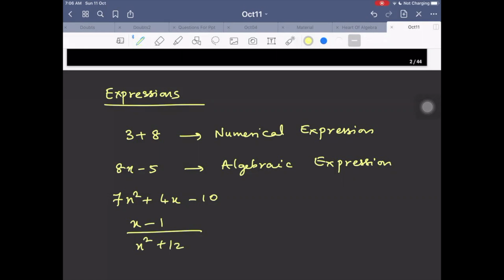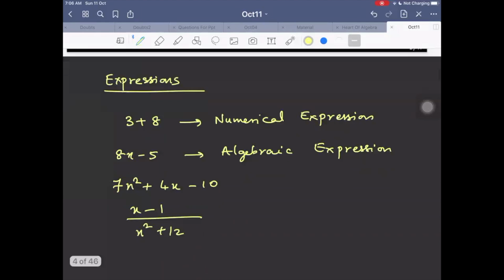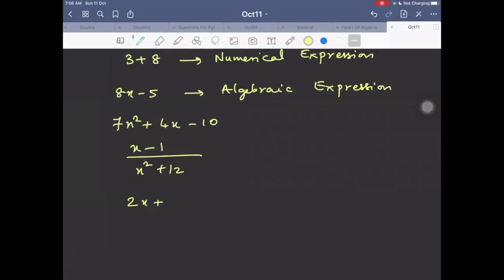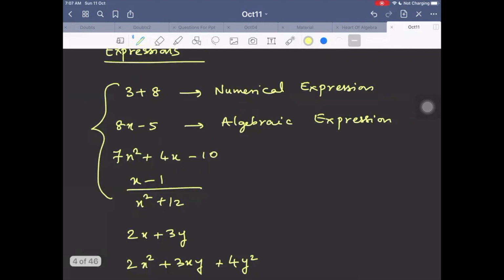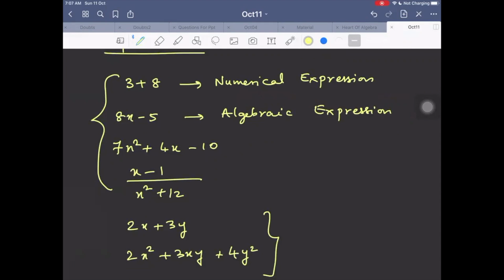I hope you've already encountered these kinds of expressions in your classes. Yeah, cool. And you can also have expressions of these kinds. Say, for example, 2x plus 3y, 2x squared plus 3xy plus 4y squared, right? And what do you think will be the difference between these kinds of expressions and these kinds of expressions? Can somebody tell me quickly?